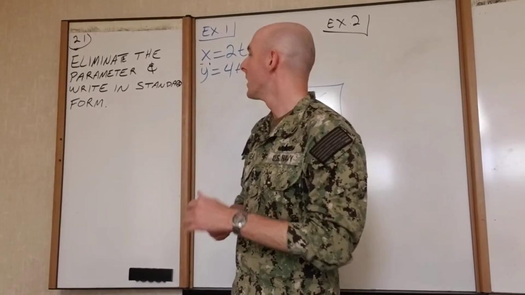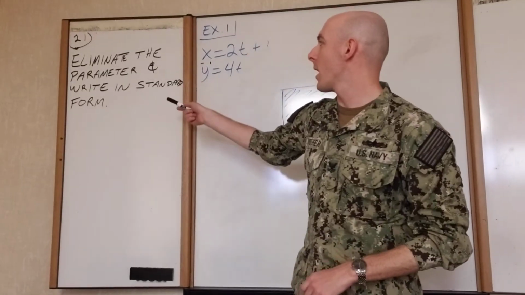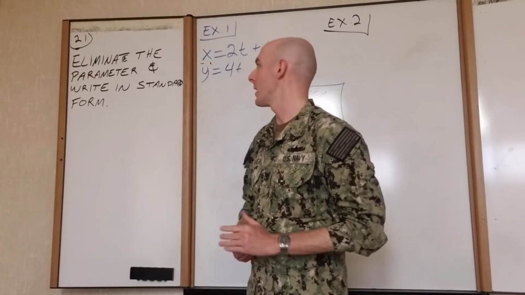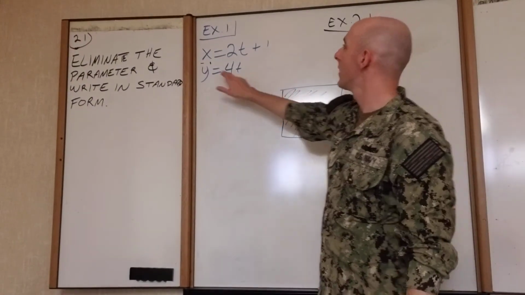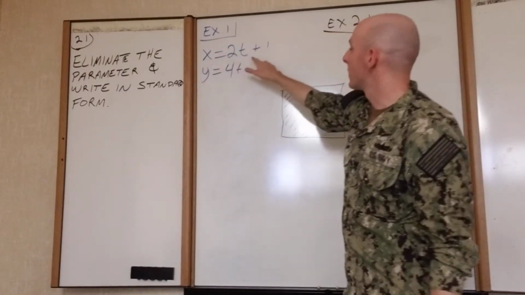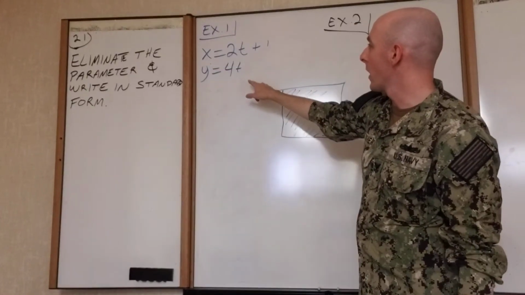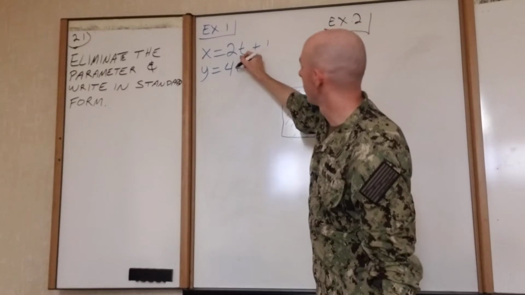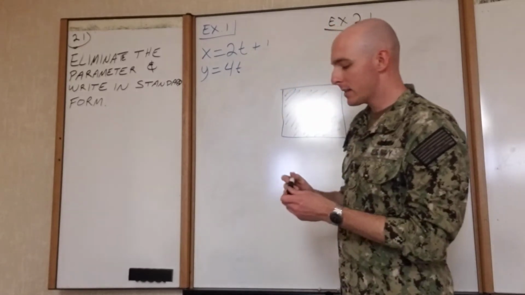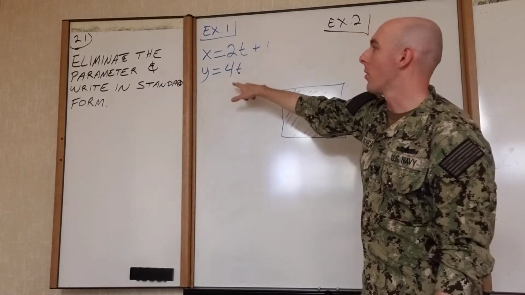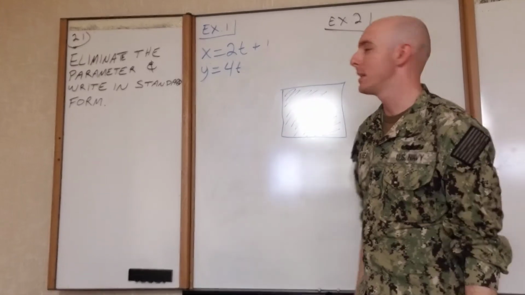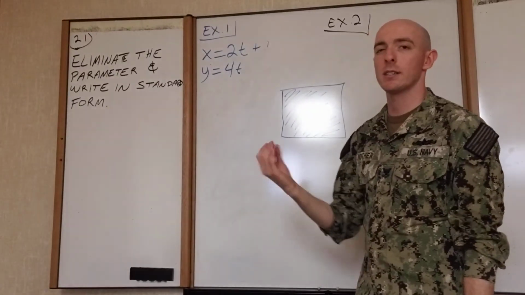So what we're doing is eliminating the parameter and then writing that resulting equation in standard form. The examples I have here, for example 1: x equals 2t plus 1, and y equals 4t. In this case, t is our parameter. x and y are functions of the variable t. t is our parameter, so first we want to isolate t.